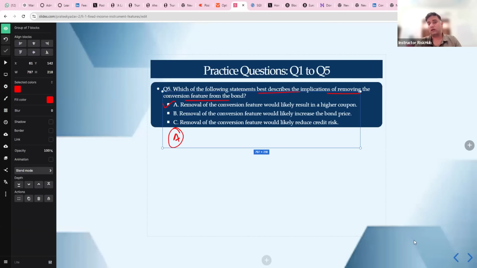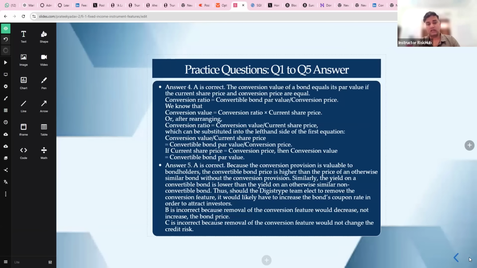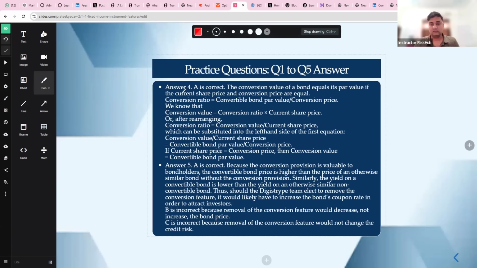We have solved the 5 questions, but you can read all the answers here. This is given exactly, right, what you want. Especially question number 4 was very tricky. The conversion value of a bond equals par value if the current share price and conversion price are equal. Conversion ratio is equal to convertible bond price divided by conversion price. We know that. Conversion value equals conversion ratio times current share price, or rearranging, conversion ratio equals conversion value divided by current share price, which can be substituted in the left-hand side of the first equation. So if current share price equals conversion price, then conversion value is the convertible bond par value, right?